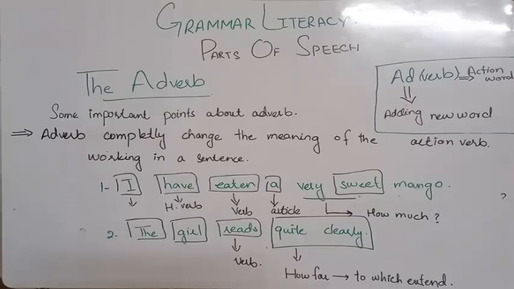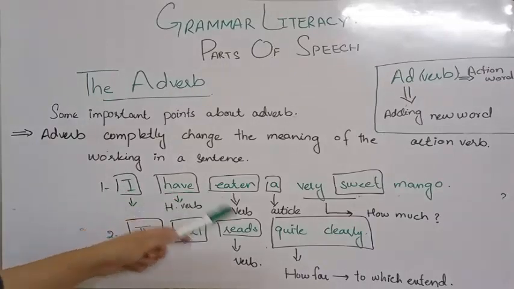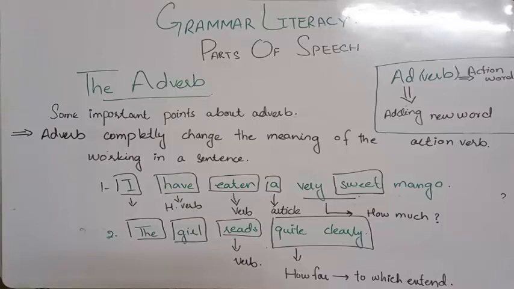So how does it change the meaning? Let's look at an example so that things are clearer. The first one is: I have eaten a very sweet mango. Here very sweet tells us how sweet it is, to what extent, to which level, or what degree of sweetness it has. So: I have eaten a very sweet mango. If it were written only that I have eaten a mango, that would mean he has eaten.